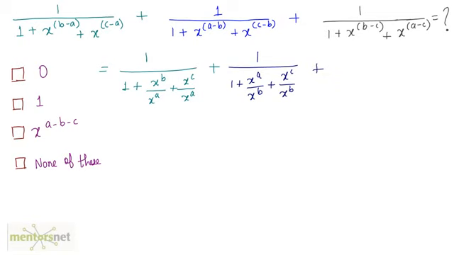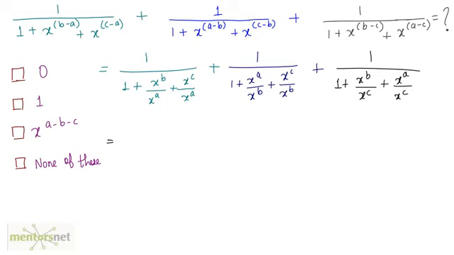And moving on to the third part, I can write it as 1 by 1 plus I have x raised to power b minus c, so it becomes x raised to power b upon x raised to power c, plus x raised to power a minus c will be x raised to power a upon x raised to power c.